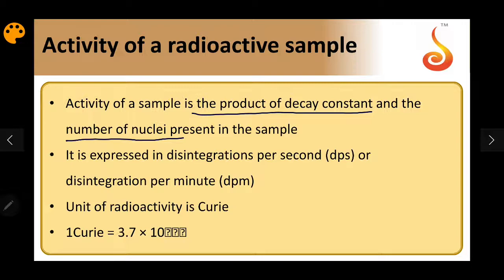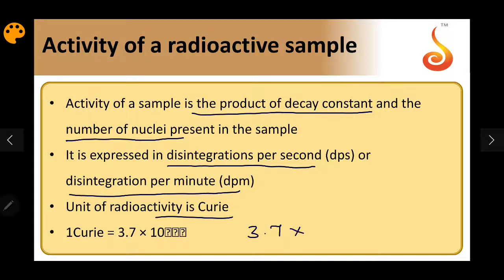Because radioactivity is a completely nuclear phenomenon, it does not depend upon the concentration of the substance, it depends on the number of radioactive nuclei present in the given sample. So it is always expressed in disintegrations per second or disintegrations per minute. A very commonly used unit for radioactivity is the Curie, and 1 Curie is equal to 3.7 × 10^10 dps, that is, 3.7 × 10^10 disintegrations per second.